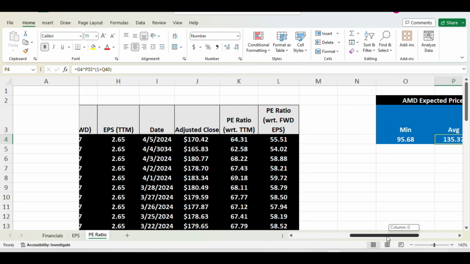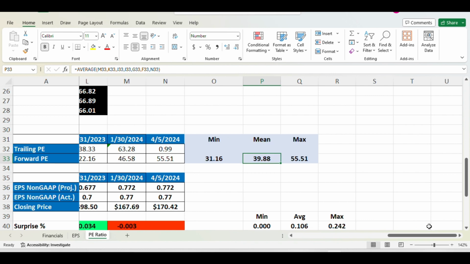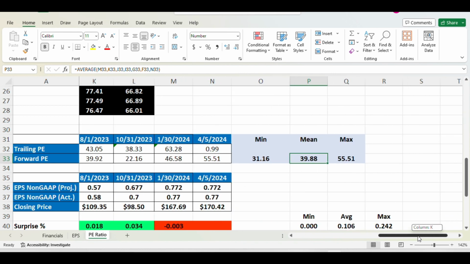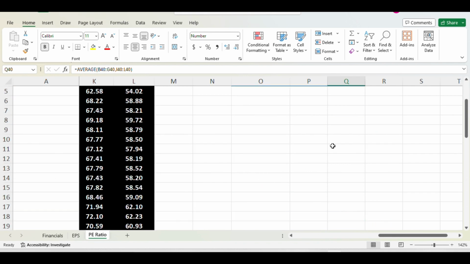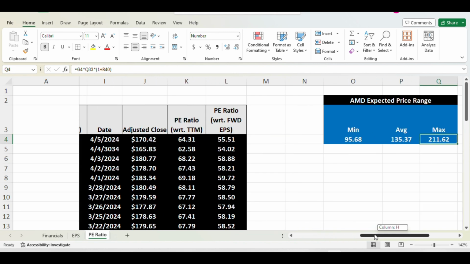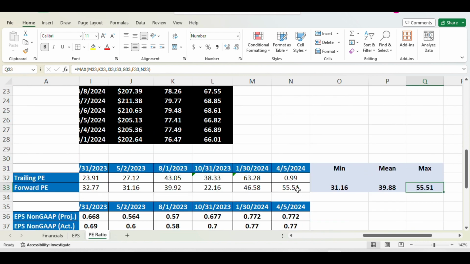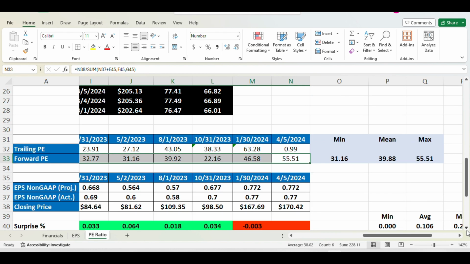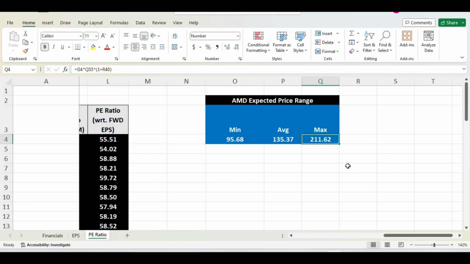Same thing for the average price. I'm using the EPS forward and the average forward PE for last 7 quarters. And the third one is the average earning surprise for last 12 quarters. Maximum, same thing, EPS forward and then Q33, that is the maximum forward PE for last 7 quarters, and then I have the maximum earning surprise. So that gives me 211.62.